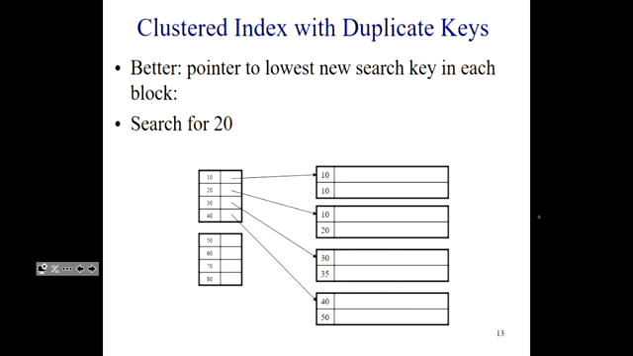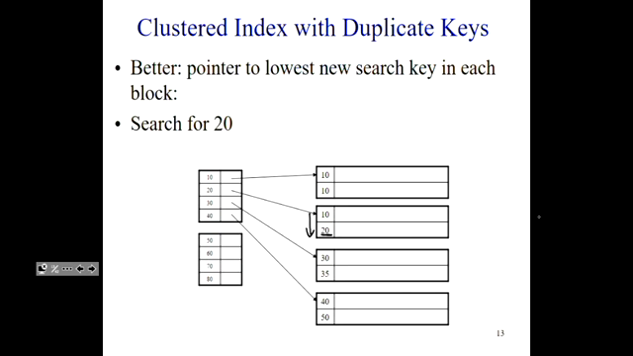One way to fix it is to have a pointer to the lowest new search key in each block. For this block, the lowest new search key would be 20, and therefore you can have a pointer to this block that allows you to start your search for records with search key value 20 at this block.